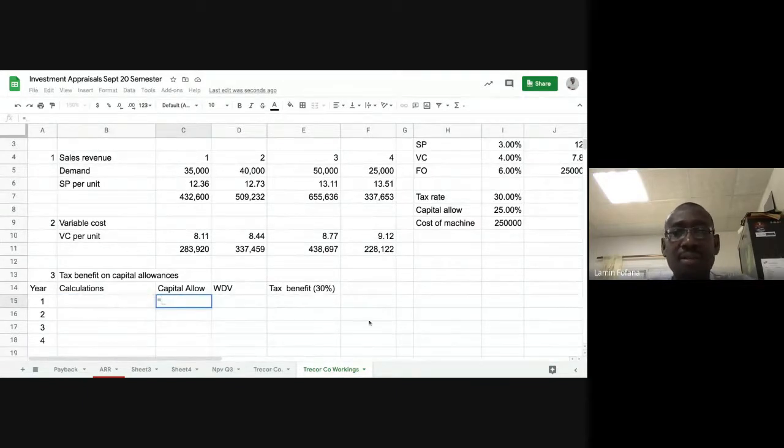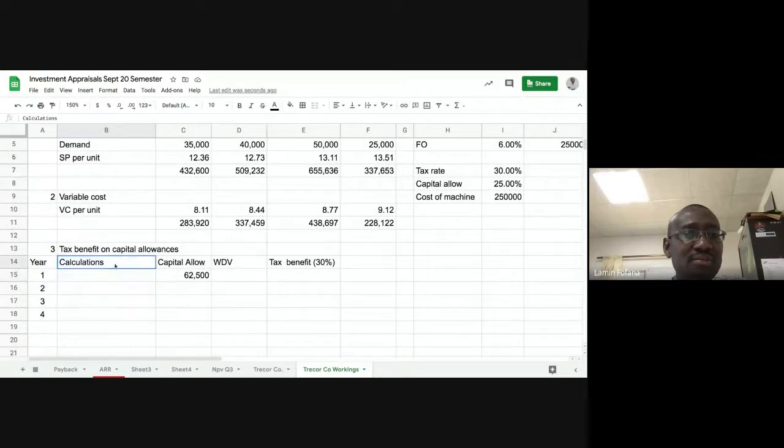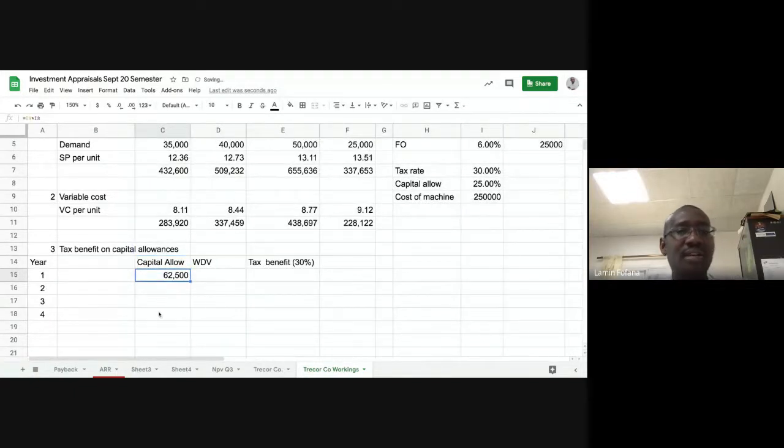So I say equals the cost of the machinery, multiplied by the rate. We enter. So this is the formula. Well, this will not be very helpful when we have... So in fact, there is no need for this column, but the calculations will be shown here anyway. The calculations will be shown here when you click on the formula.